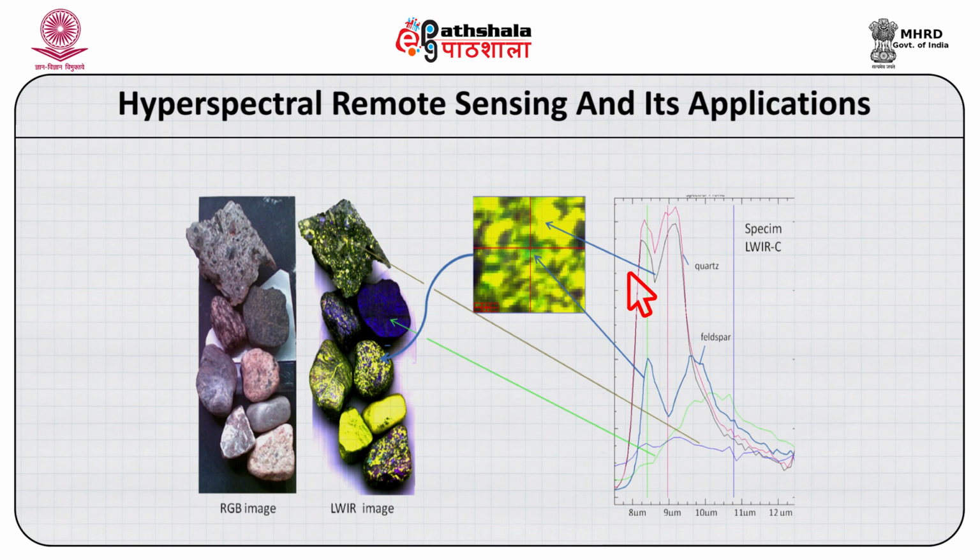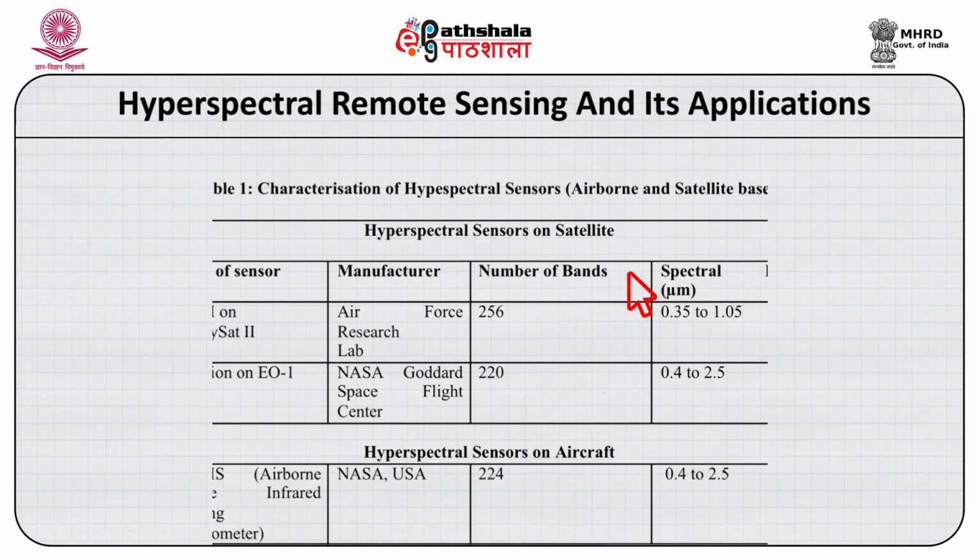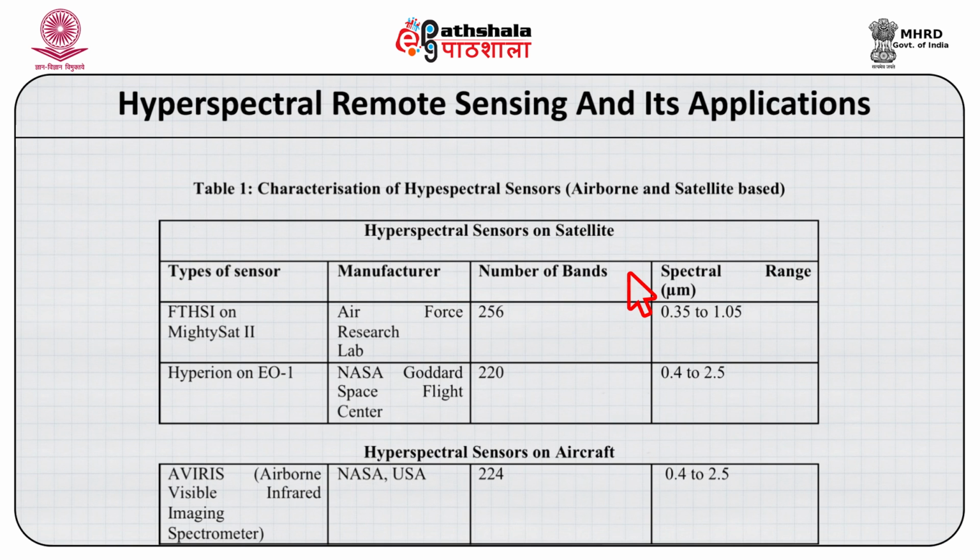So, to give a better understanding in tabular form, I have categorized the different characteristics of hyperspectral sensors, airborne or satellite based, which is clearly shown in Table 1. Now, in Table 1, on the right side we have the spectral range, then to the left of it the number of bands, then the manufacturer, which is not so important, and then on the left side we have the type of sensor.